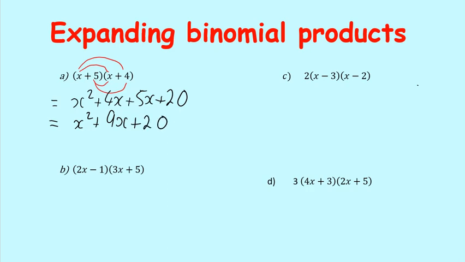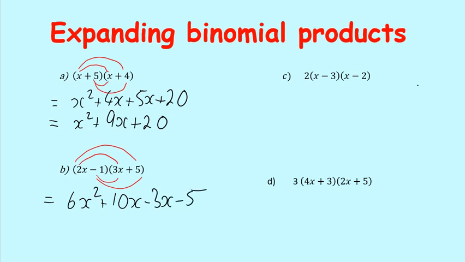For example B, we will multiply the 2x and the 3x, the 2x and the 5, the -1 and the 3x, and the -1 and the 5. This will give us 6x squared plus 10x minus 3x minus 5. We will then collect like terms, which will give us 6x squared minus 7x minus 5.